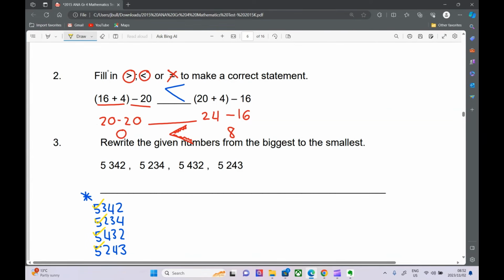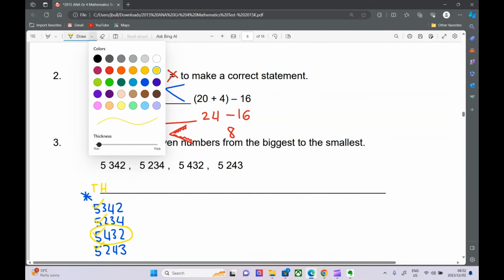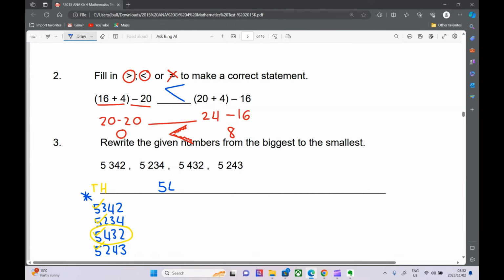Then we're going to look in the next column, the hundreds column. Let's just write that. So we've got thousands, hundreds. Next up, we're looking in the hundreds. So this is 300, 200, 400, 200. Obviously the biggest one is going to be the 400. That is our biggest number. You check that all the thousands are the same, so then the hundreds are the decider. So we're going to have 5,432. That's our biggest number. Let's get rid of it now so we're not confused by it.